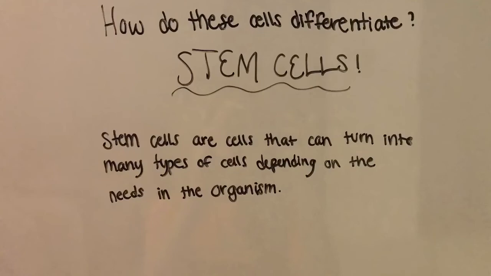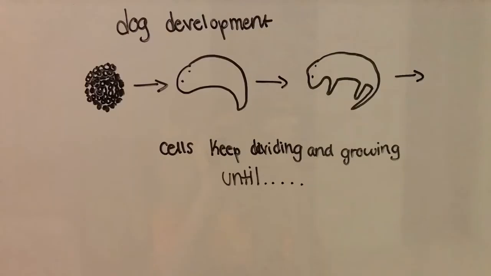So now all of these cells divide and differentiate until we have an organism that begins looking like a dog. And they continue to do the same and grow until they are born, and they continue to grow.